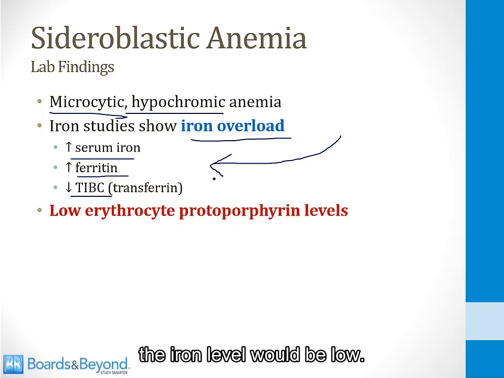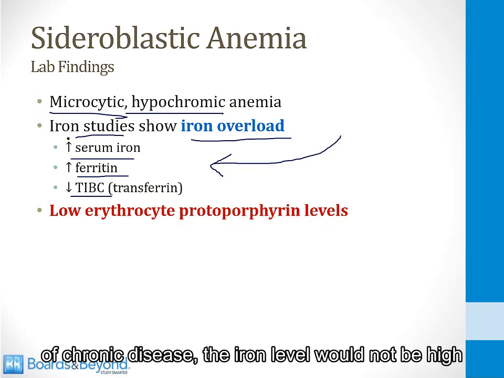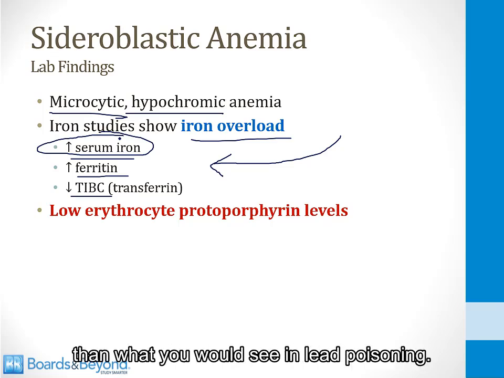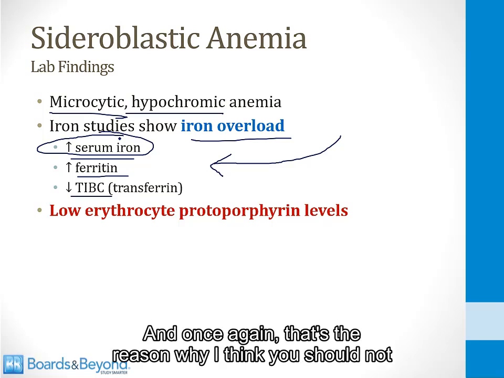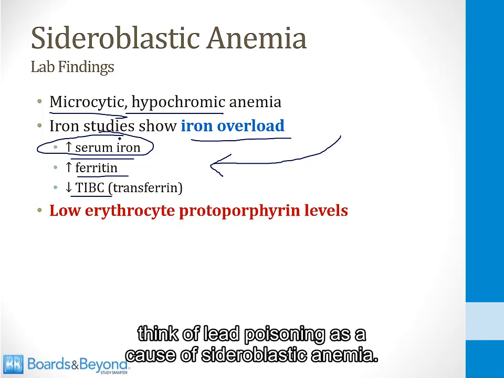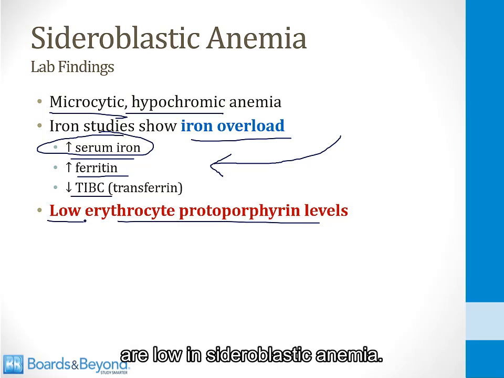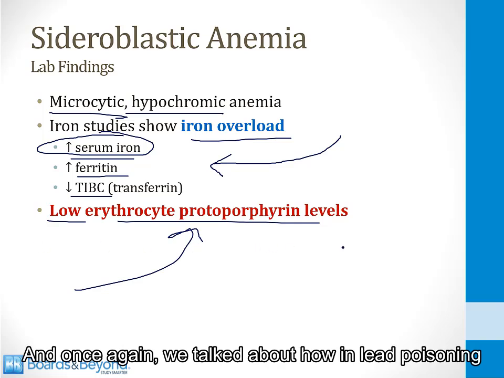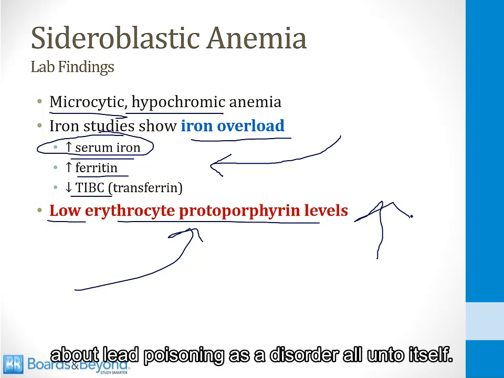This is in total contrast to what you would see in iron deficiency. In iron deficiency, the iron level would be low. It's also in contrast to what you would see in anemia of chronic disease. The iron level would not be high in anemia of chronic disease. This is also different than what you would see in lead poisoning. We talked about before how lead poisoning has normal or low iron levels. And once again, that's the reason why I think you should not think of lead poisoning as a cause of sideroblastic anemia. And then finally, the erythrocyte protoporphyrin levels are low in sideroblastic anemia. This is another key finding in this disorder. And once again, we talked about how in lead poisoning these levels are high, and that's why I recommend you think about lead poisoning as a disorder all unto itself.